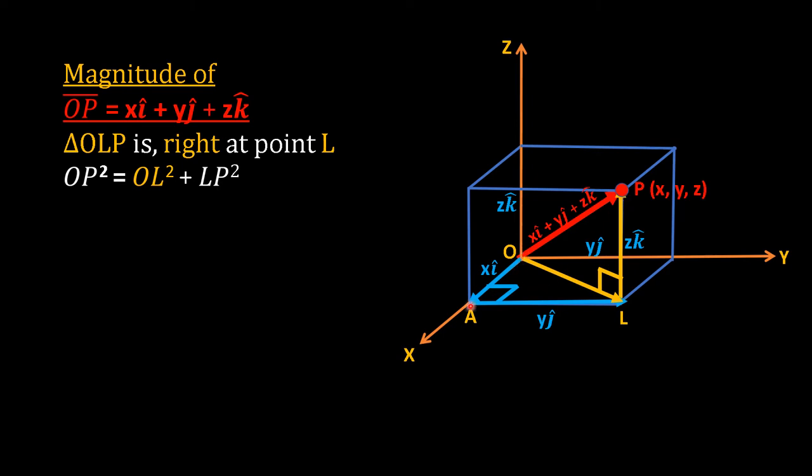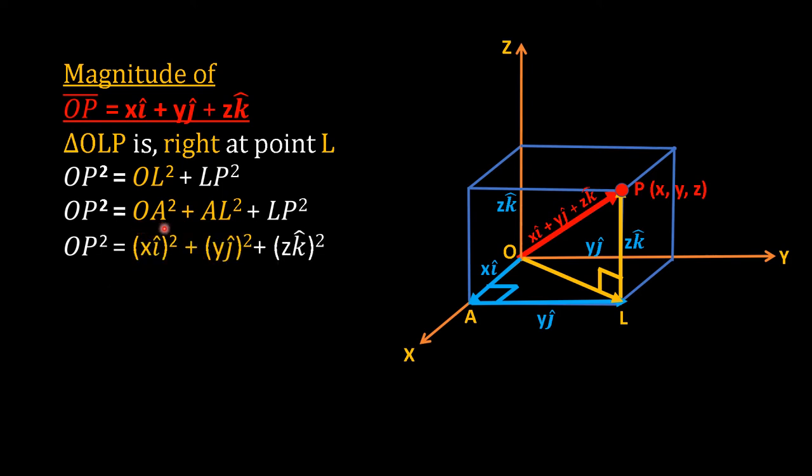Now in triangle OAL, which is right angled at A, again by Pythagoras we have OL squared equals OA squared plus AL squared. So in place of OL squared we will write OA squared plus AL squared. Now OA is x i cap, AL is y j cap, and LP is z k cap.